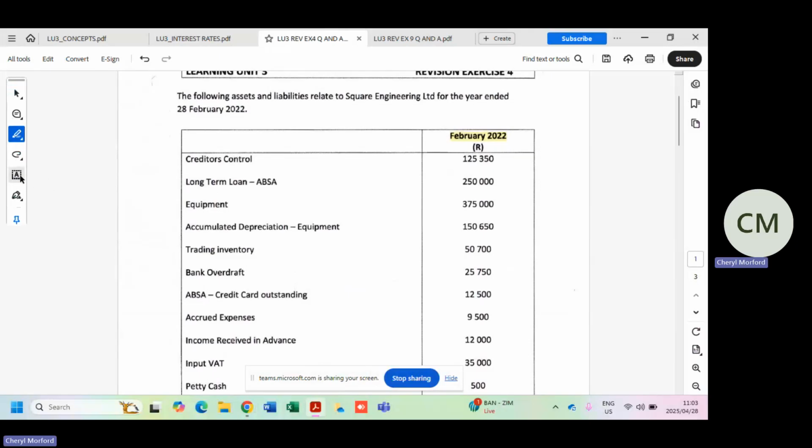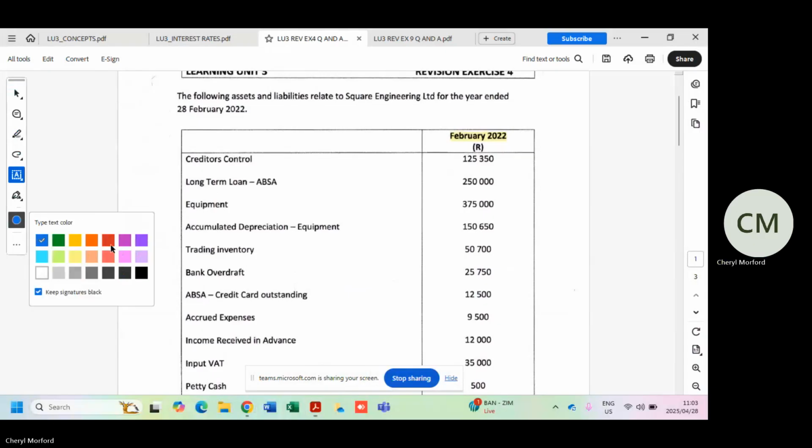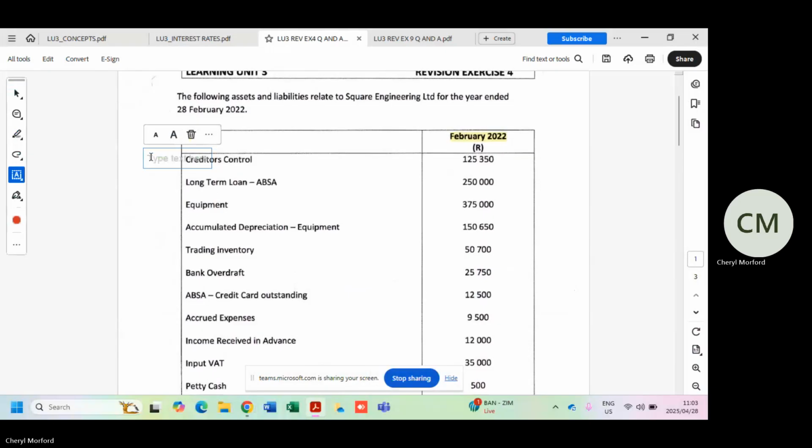Right, so let me just select something in which to type. Just going to go through them. Creditors control. So that is definitely something which is current. And that is owing by us. So that will be, just make it a bit bigger, sorry, that will be a current liability.